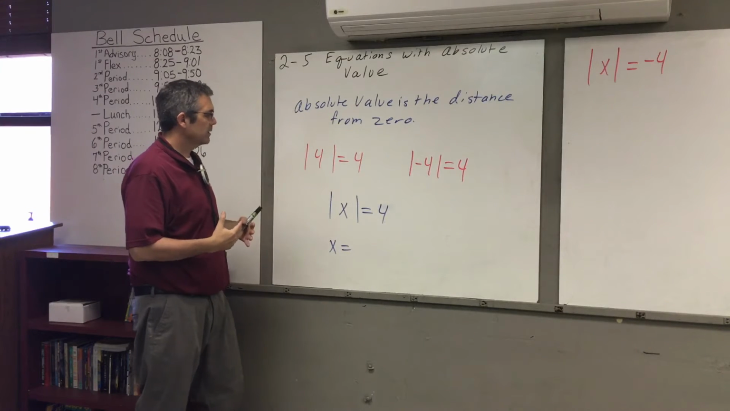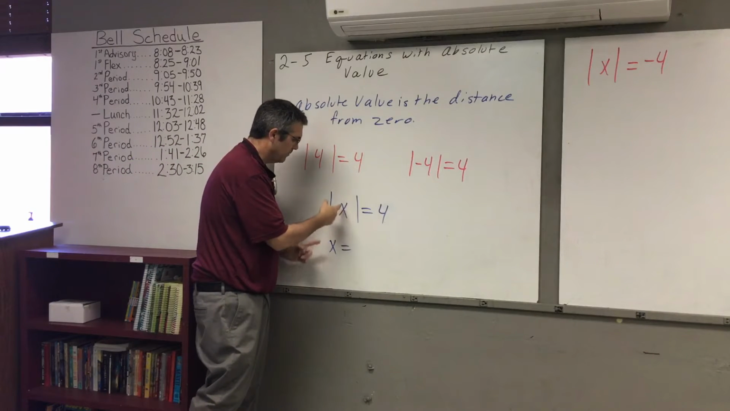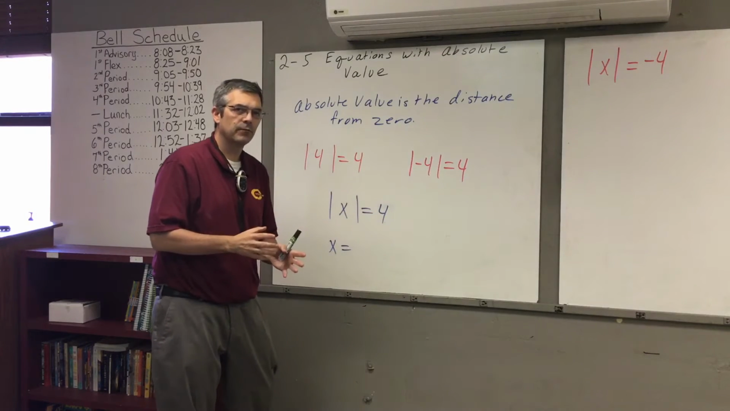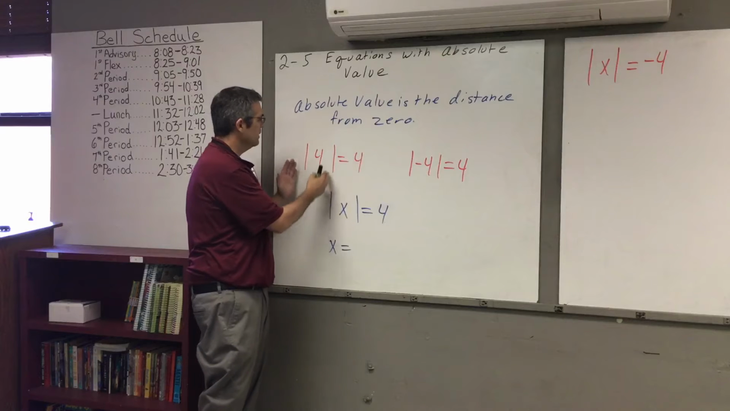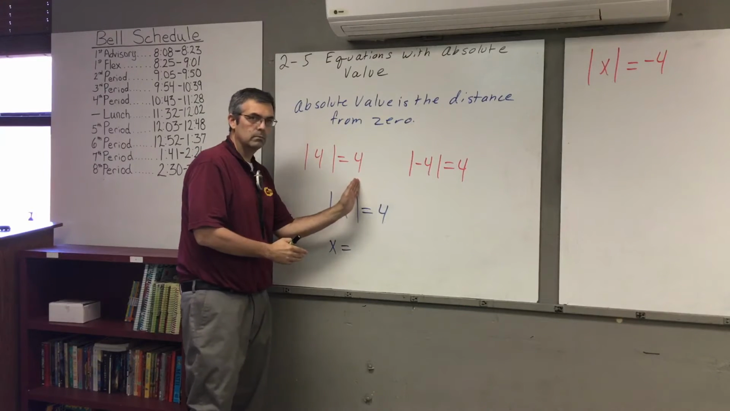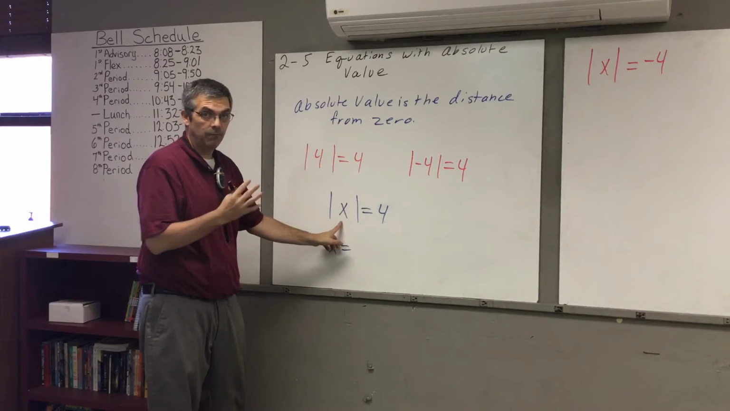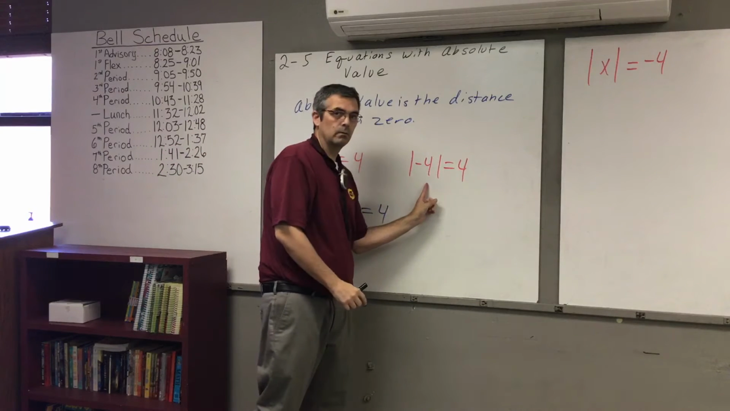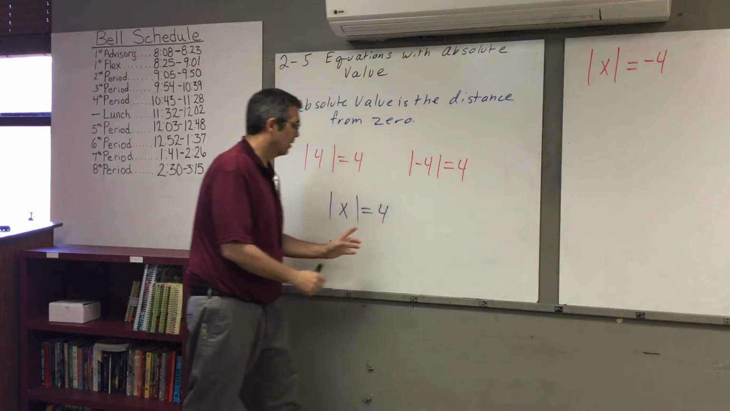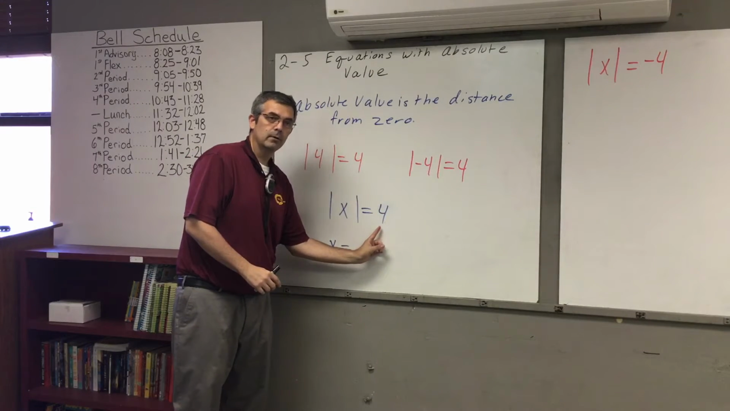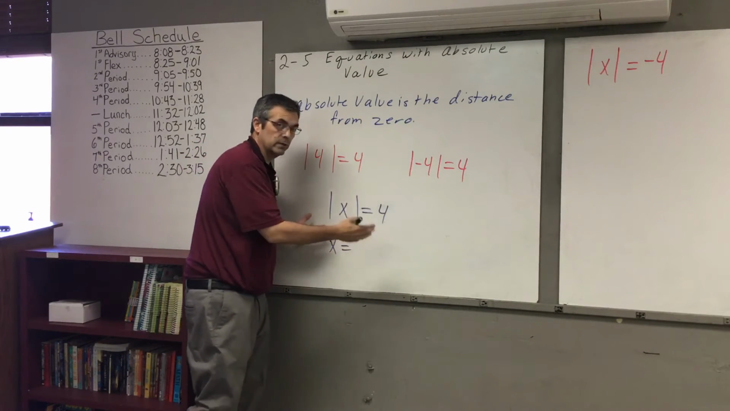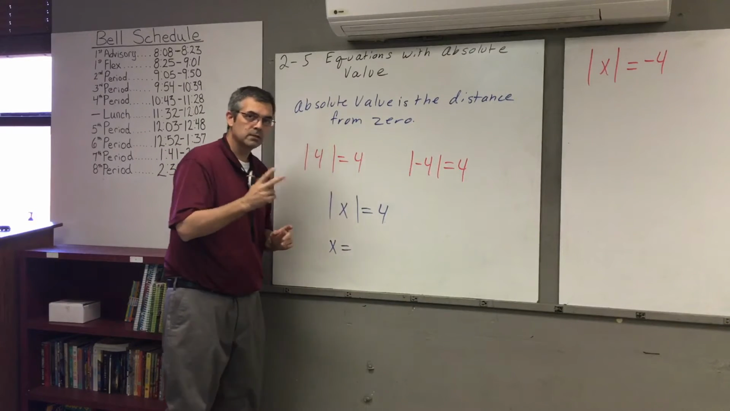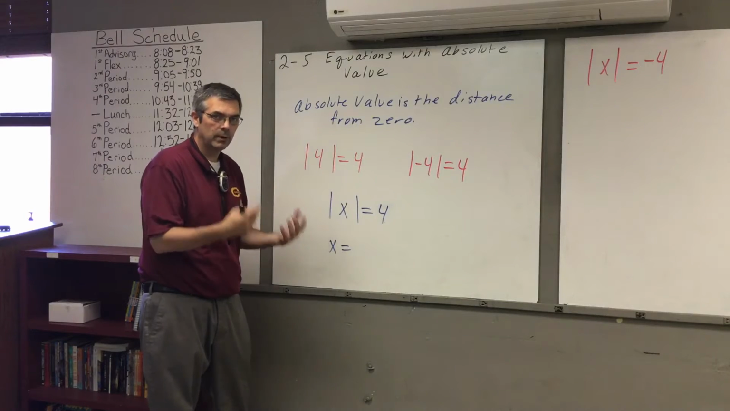Then we come down here and we go, well, the absolute value of x equals 4. There are two possibilities for this, okay? You have the absolute value of 4, which gets you 4. So x could equal 4. But you also have the absolute value of negative 4. So negative 4 can also get you 4 here. So if we have this, and this is an equation with absolute value in it, we have two possible answers for what x could actually represent.